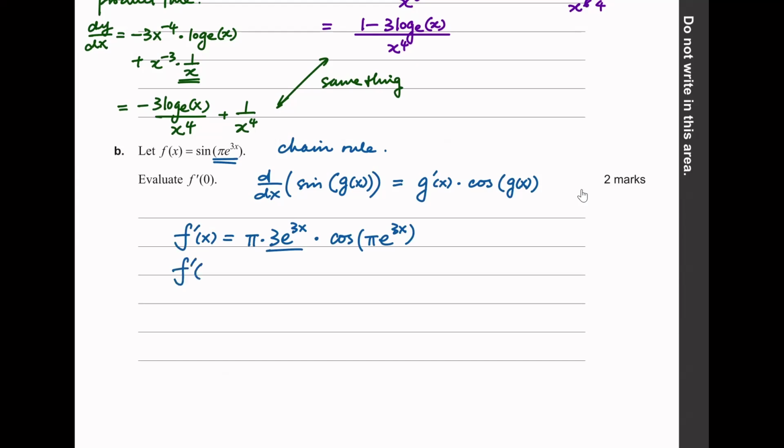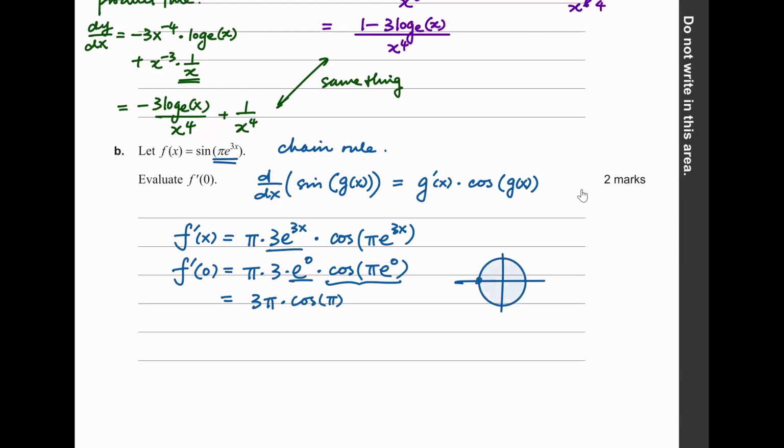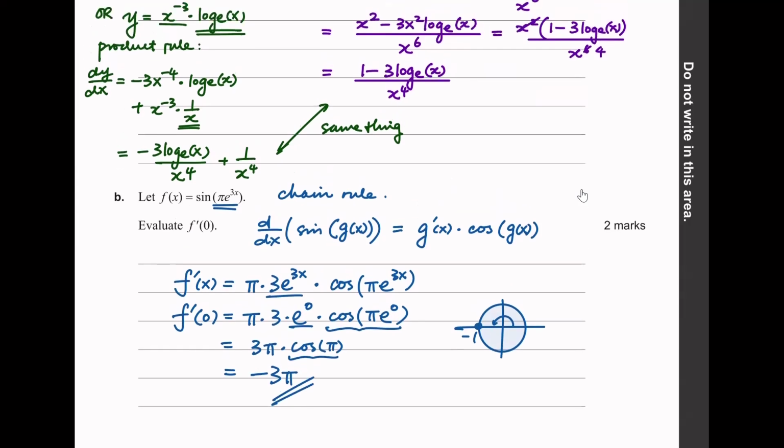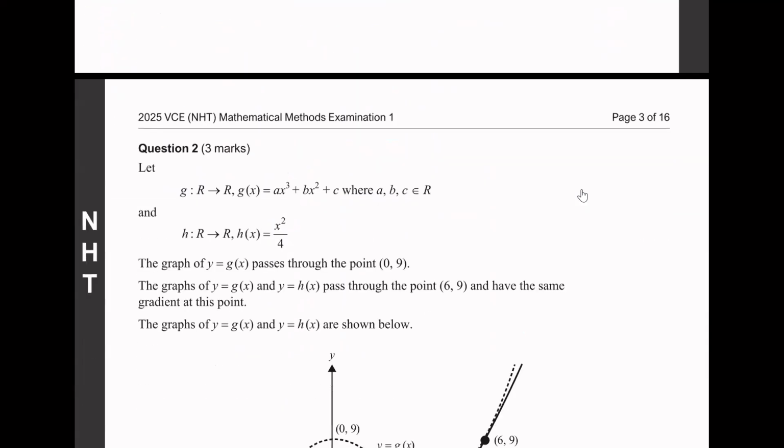And then you get f dash of 0, that is pi times 3 times e to the power 0 times cosine of pi e to the power 0. And you may get 3 pi, this is a 1, and cosine pi, if you draw a unit circle, it's up to here, okay? So it's negative 1. Therefore, it's negative 3 pi. So that's the final answer. Okay, yep, this is question 1.